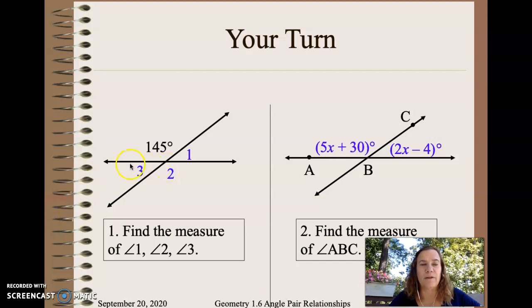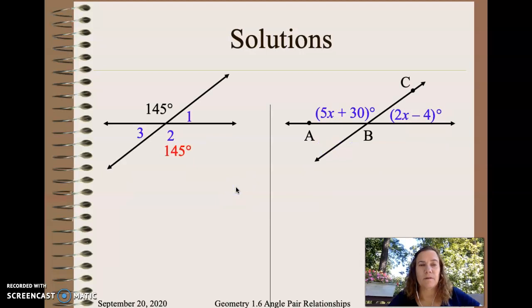Find the measure of angles 1, 2, and 3. Take a minute to write down your work. Find the measures of these angles. Okay, angle 2 is 145 because these two are vertical angles. Angle 1 and angle 2 are a linear pair. 180 minus 145 equals 35. Angle 1 and angle 3 are vertical angles. Angle 3 is 35 degrees.